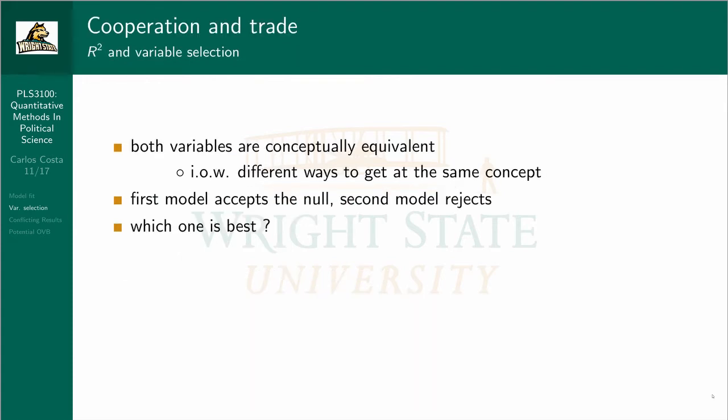So now you find yourself in a bit of a pickle. You have two models that are trying to test the same relationship. At a purely conceptual level, these models are identical. They both regress conflict against trade. But in the first model, we find that the evidence doesn't hold. On the second model, we find that the evidence holds. Which model should you pick? Which model is the best model?